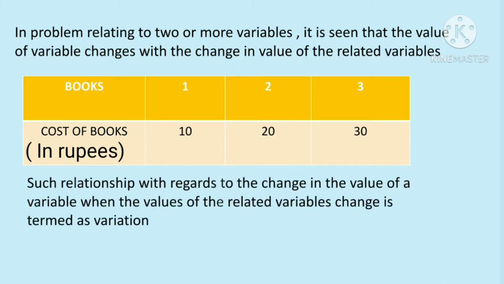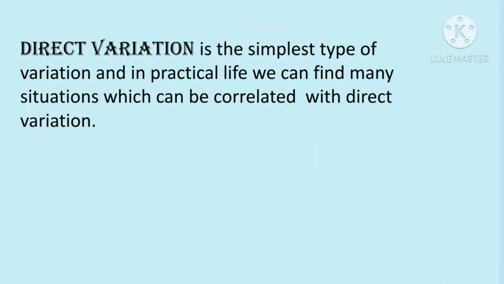Such a relationship with regard to change in the value of a variable when the values of related variables change is termed as variation. In this class, you are going to study two types of variation. The first type of variation is direct variation.